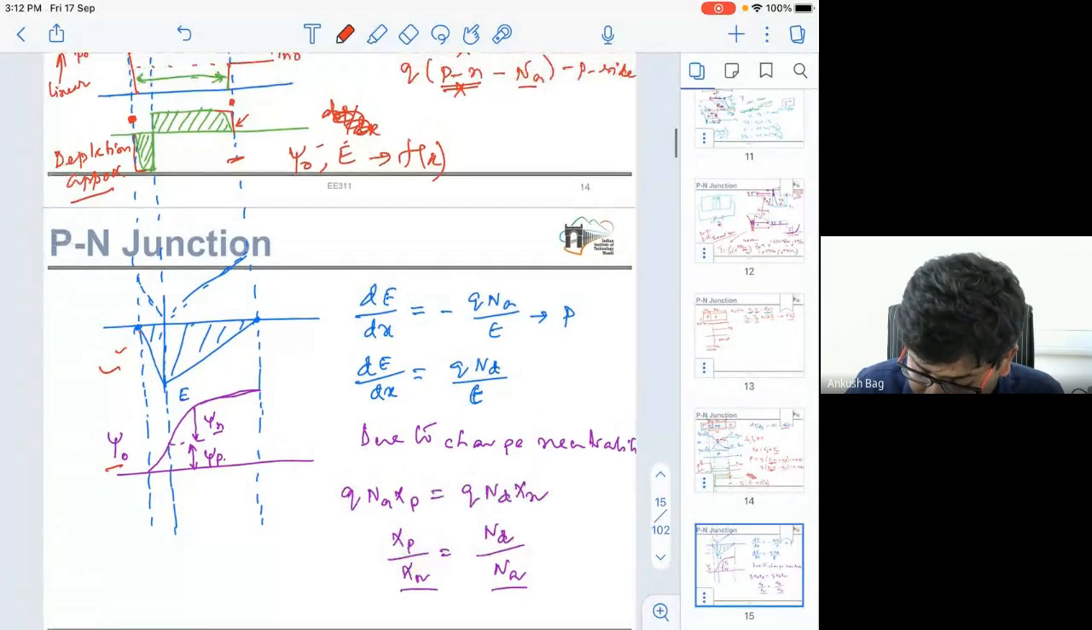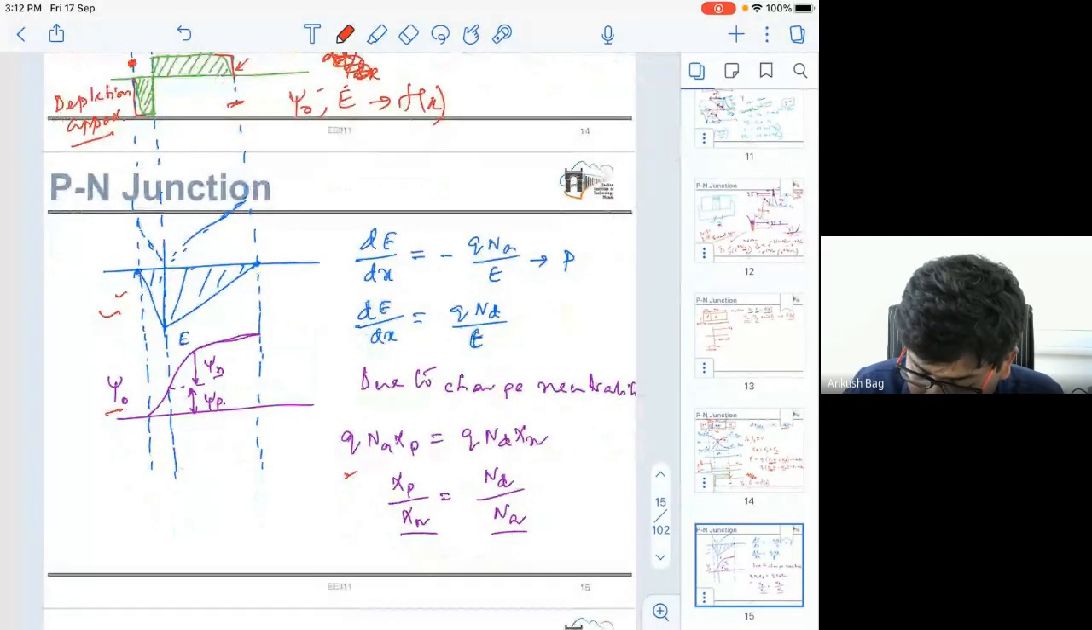Now this relation we derived comes from the charge neutrality equation. It relates the doping density along with the depletion region towards the P side to the depletion region towards the N side.